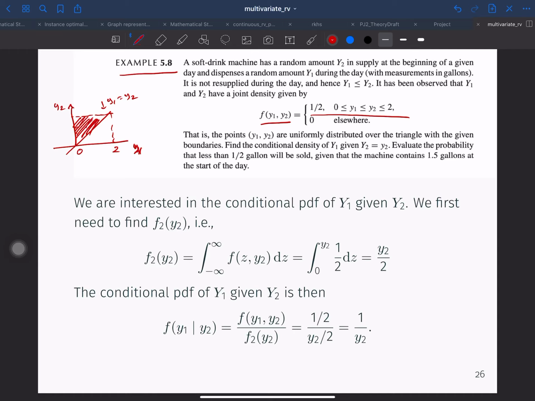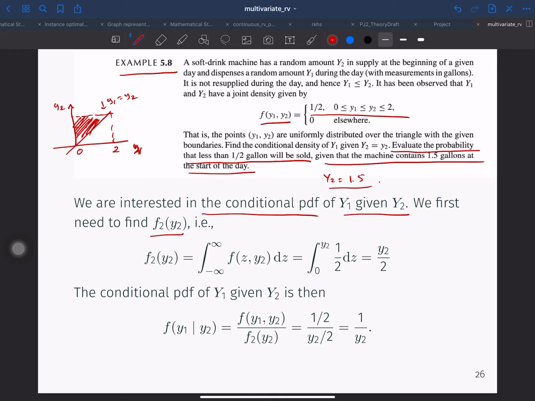Okay, so the problem asks: evaluate the probability that less than half a gallon will be sold, given that the machine contains 1.5 gallons at the start of the day. So y2 is assumed to be equal to 1.5. Okay, so first we're interested in the conditional PDF of y1 given y2. So we first have to find the marginal, the marginal for y2.